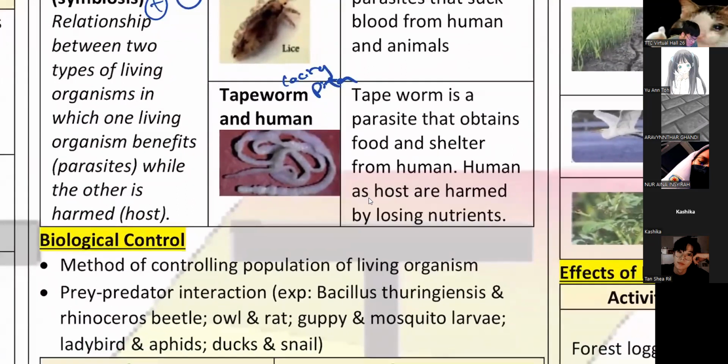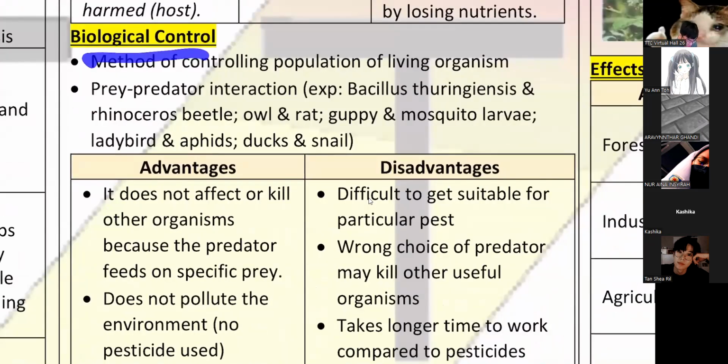So that's your tapeworm. Next, biological control. What is this? This is to use living things to control your pests. For example, if you have rats in your farm, what do you do? You put owls there. You put burung hantu there, they will help you eat the rats.